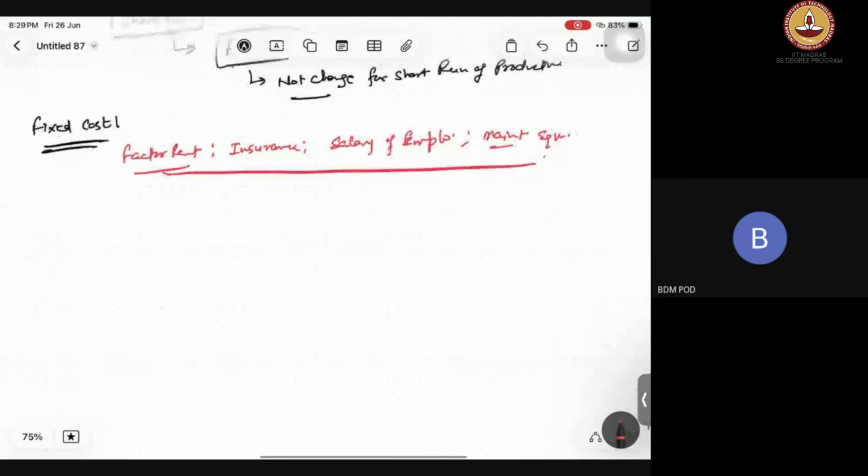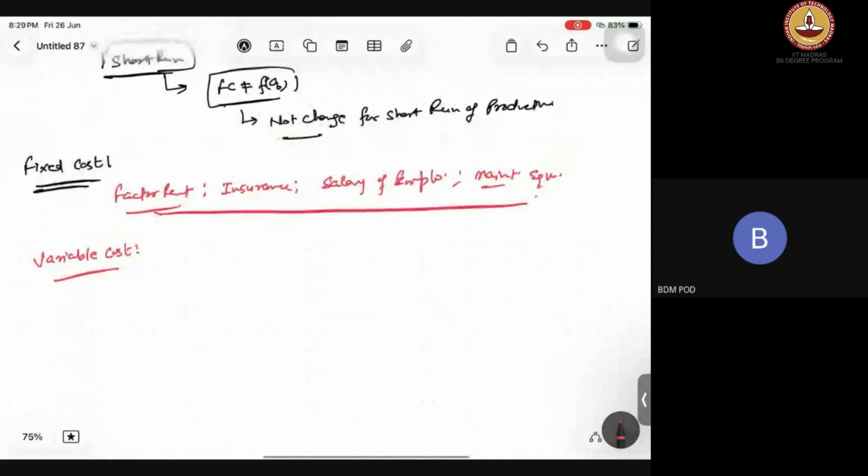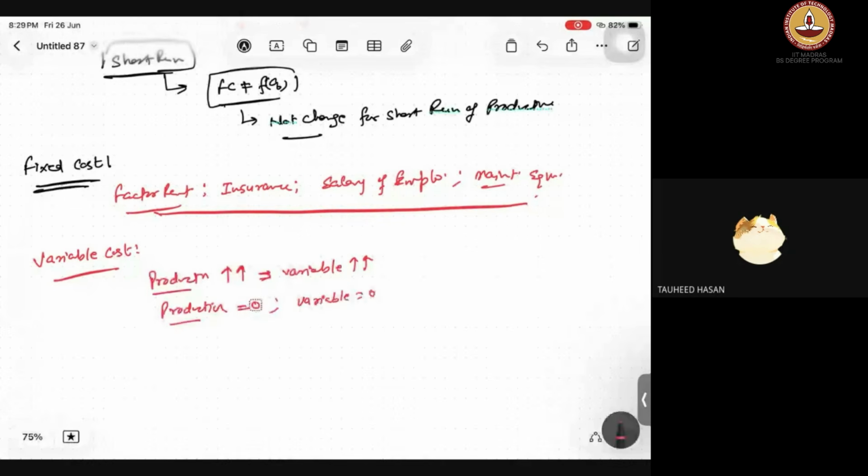Now coming to the variable cost. Variable cost is basically the input cost which is going to change with respect to production. So what are the examples? If the production is increased, then the variable cost is increasing. If the production is equal to 0, then the variable cost is equal to 0.